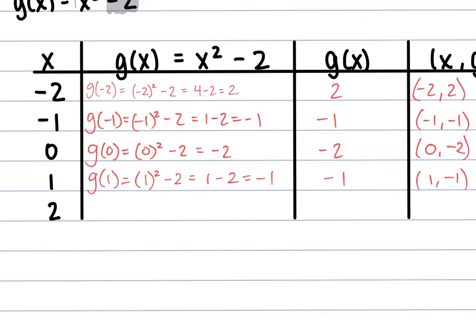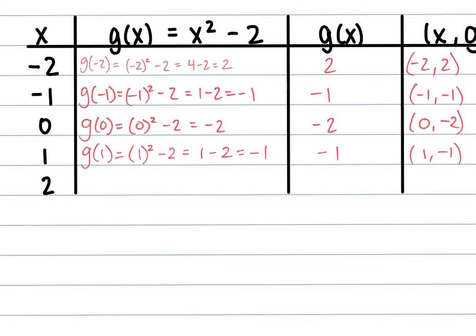One comma negative 1, excellent. And my last one, Sophia. It's gonna be D of 2. It's gonna equal 2 times 2 minus 2, which is gonna give you 4 minus 2, which is equal to 2. Good. So my last point is 2 comma 2.